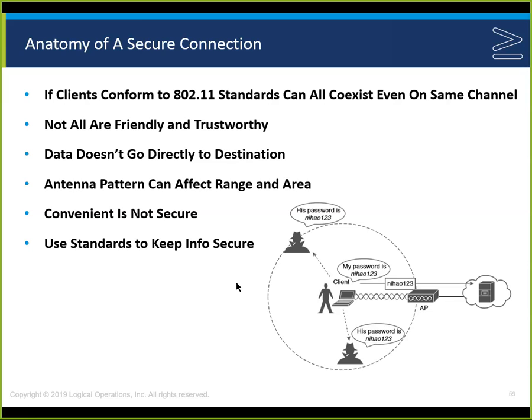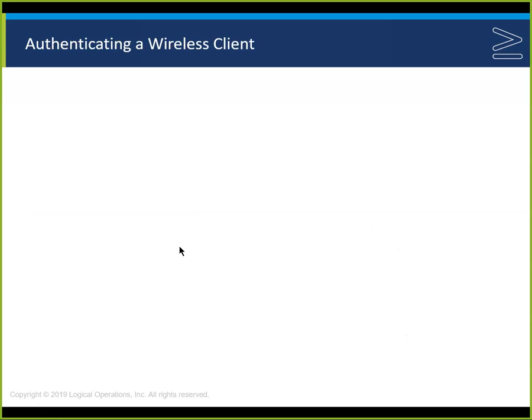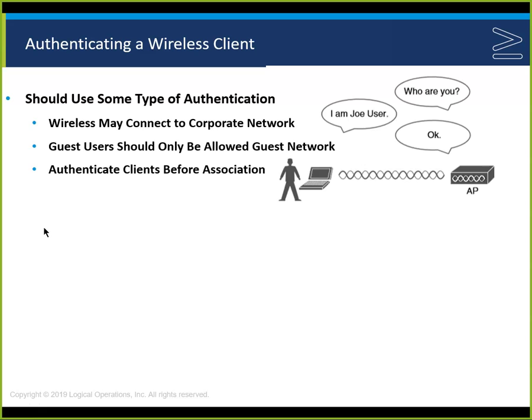We have our friend here. His password is NIHAO123. We can intercept the signal, and if we can intercept the signal, we can eventually crack it. Antenna pattern is one of the things that we can consider when we're looking at our wireless networks. And can the bad guys get into the cone that's going to be used for authentication?